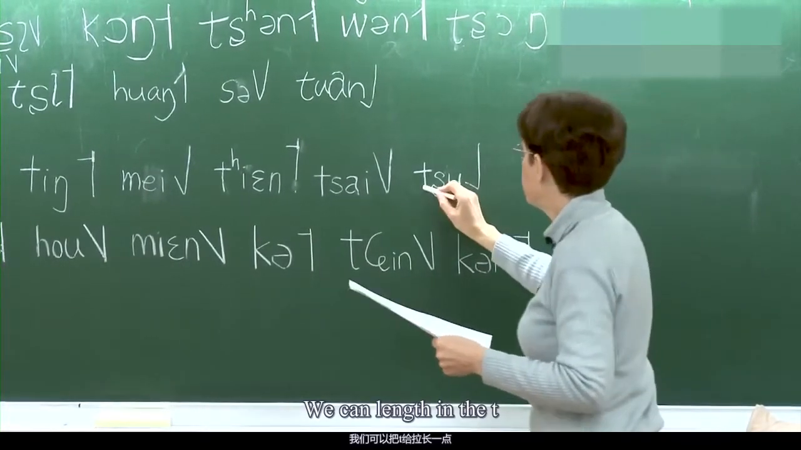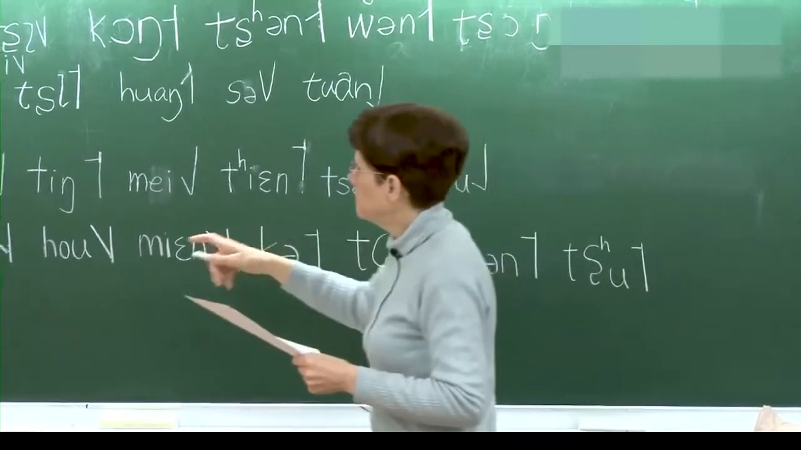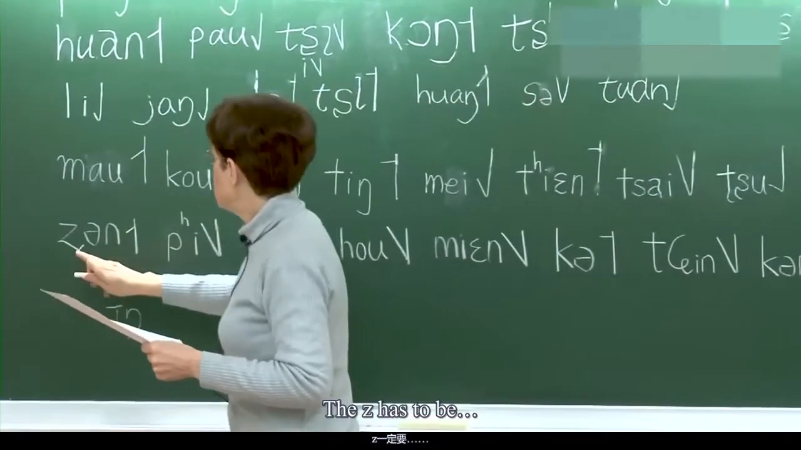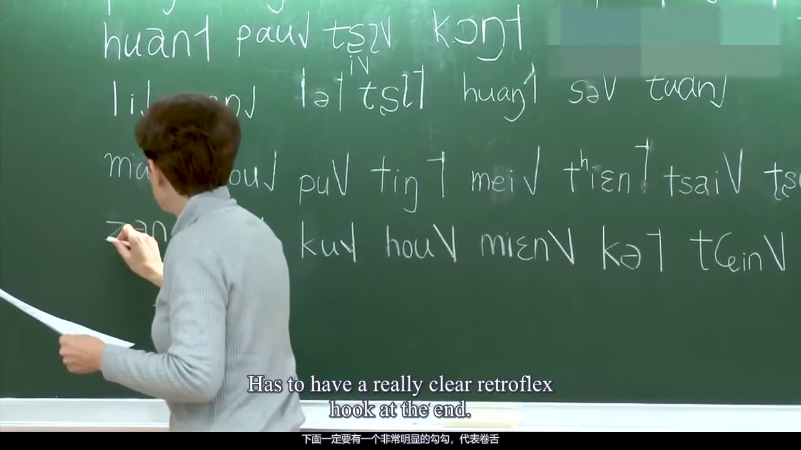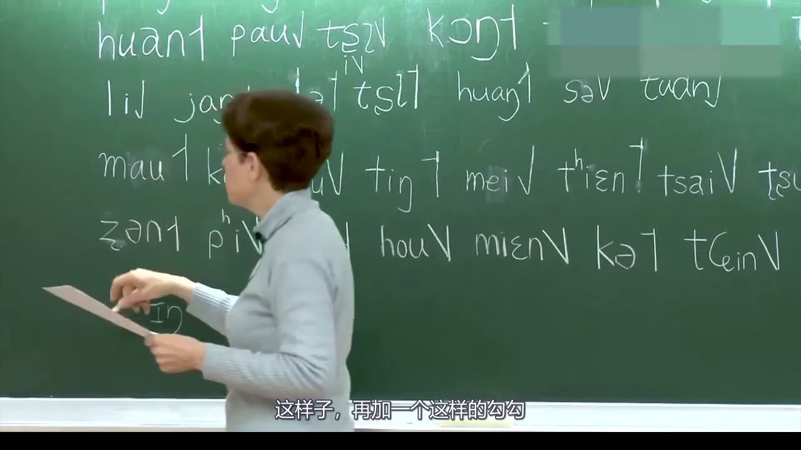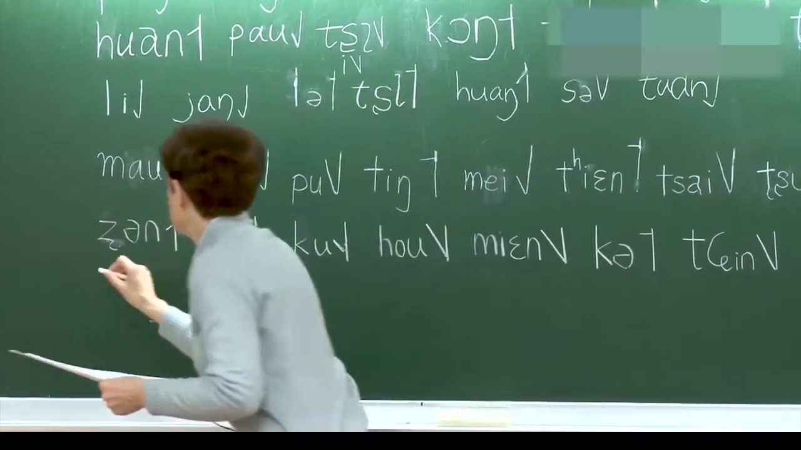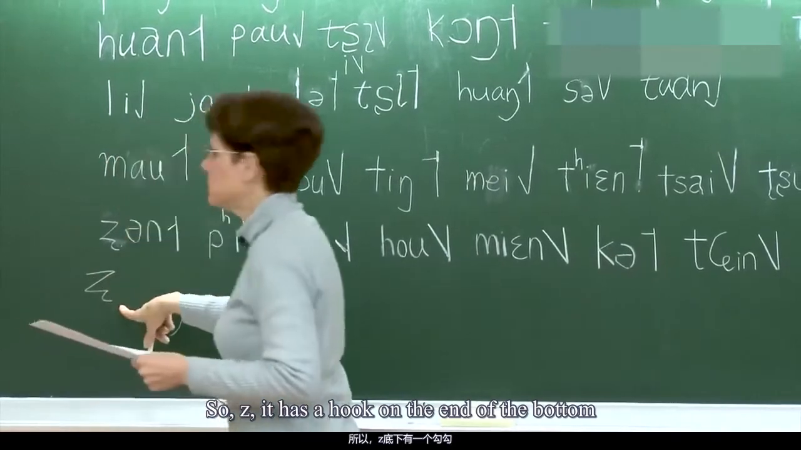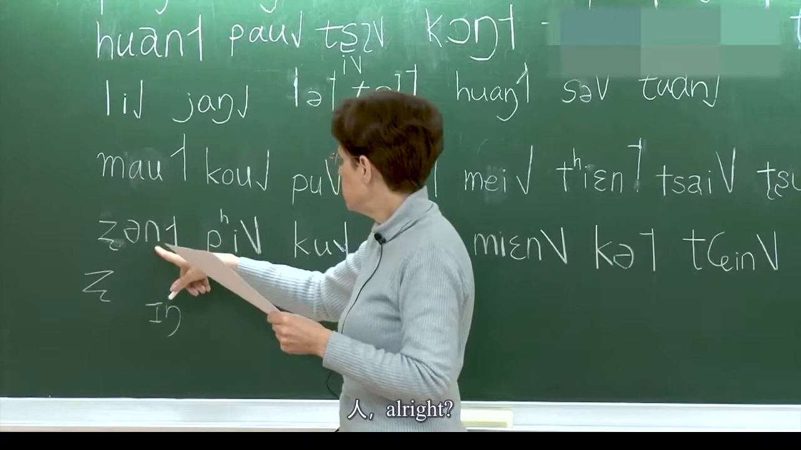We can lengthen the T, make it 卷舌. 主. And then the Z has to have a really clear retroflex hook at the end. 这样子再加个这样的勾勾. Because if you just make a curl, it's not that clear. So Z, it has a hook on the bottom. Okay, so that makes it 卷舌. 人, all right?